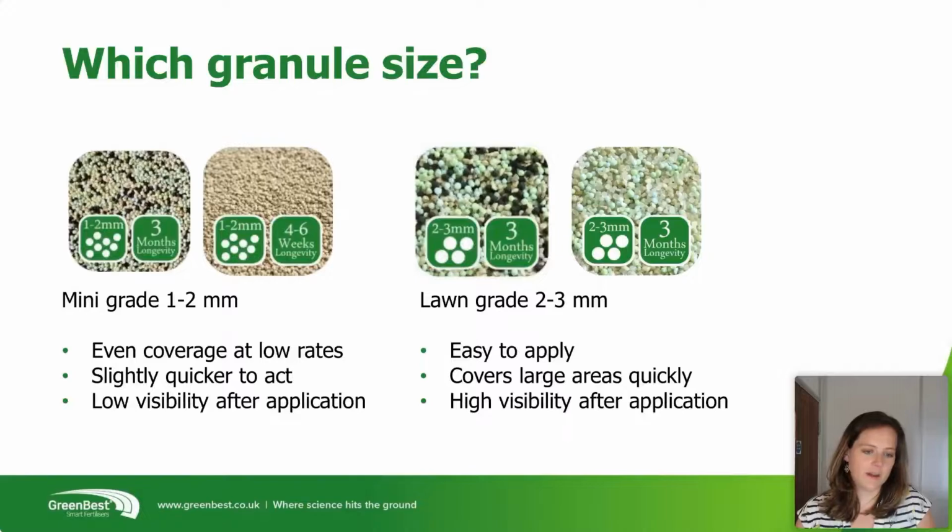And then also it covers large areas quickly because the large granules fly a bit further, so you might get effective width on your spreader a little bit further than you would if you were going to do mini grade only. In terms of dust, mini grade tends to be slightly more dusty than the lawn grade. That's just because there's more particles in the bag, and as the bags get picked up and moved around, they create more dust. So if that's an issue for you, then definitely the lawn grade is the option there.